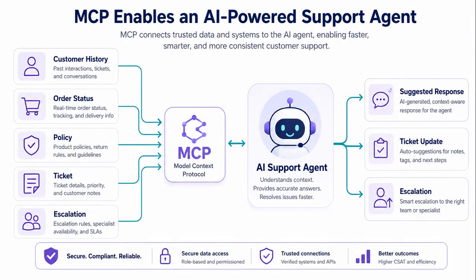Now let's look at an example, a customer support agent. A customer support agent needs more than a help article. It may need customer history. It may need order status. It may need product policy. It may need the ability to create or update a ticket. MCP can expose these tools and data sources. The agent can suggest a better answer or escalate with context. This improves speed and service quality.